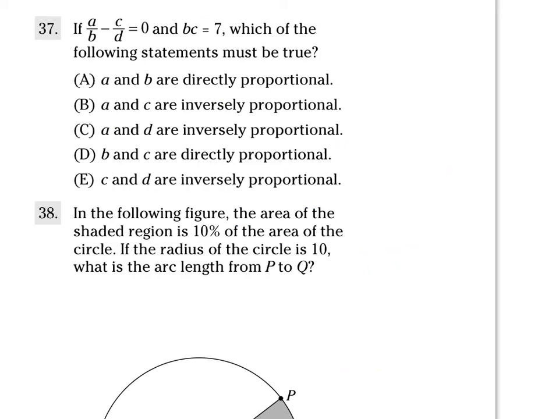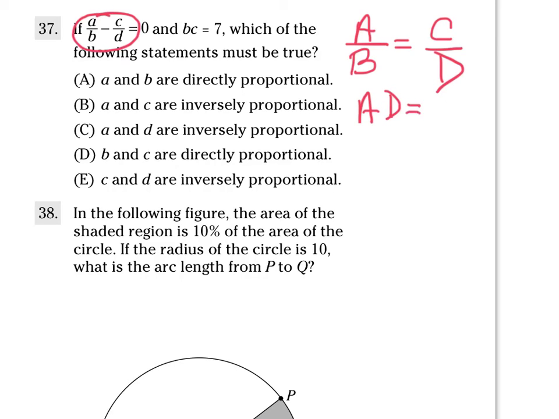On 37, you're going to have to simplify what's going on here. So put the minus c over d on the right side, so you have a over b on the left, then positive c over d on the right. And if you cross multiply, you get AD equals BC. So with that, you have to substitute 7 for BC. So if you put 7 in there, you come up with AD equals 7.